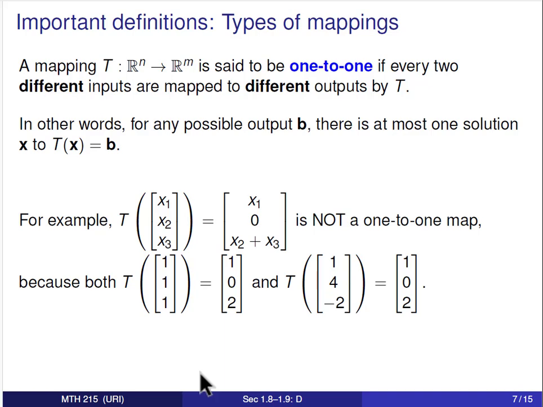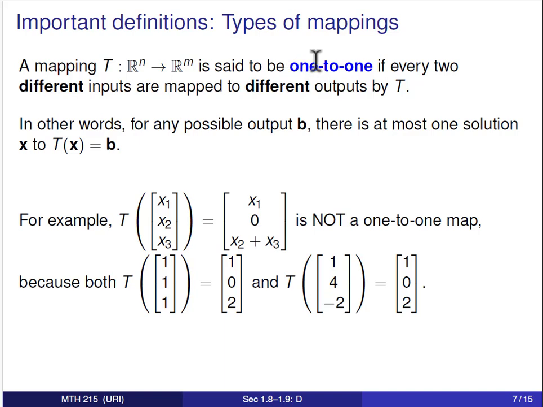All right, we've talked about what it means for a function to be an onto function. Now let's talk about what it means for it to be one-to-one. We'll say that a mapping is one-to-one if every two different inputs are mapped to different outputs. So in other words, for any possible output b, there's only one solution, if any at all, that gets mapped where x gets mapped to b.